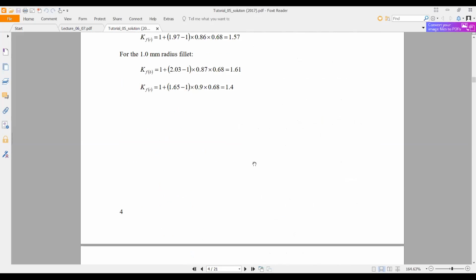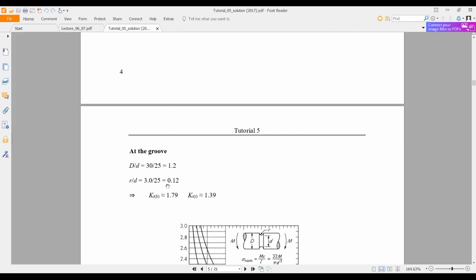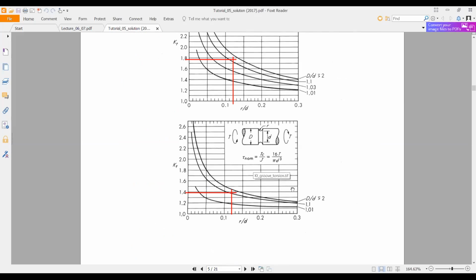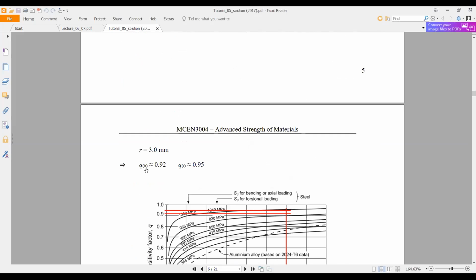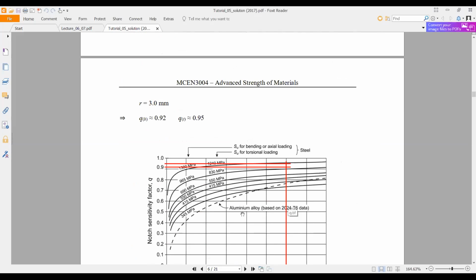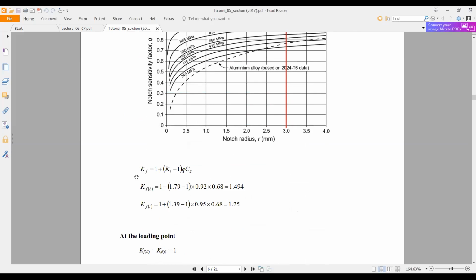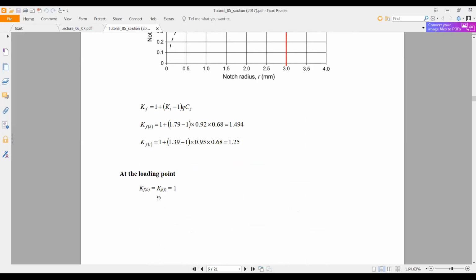There is one groove as well. For the groove you need to calculate the same thing, KTB and KTT. You need to select the relevant graphs, and you can find the Q as well using the notch sensitivity graph. Then the surface factor you already found. Then you can find the KF value for the groove. At the loading point, KFB and KFT are equal to 1.